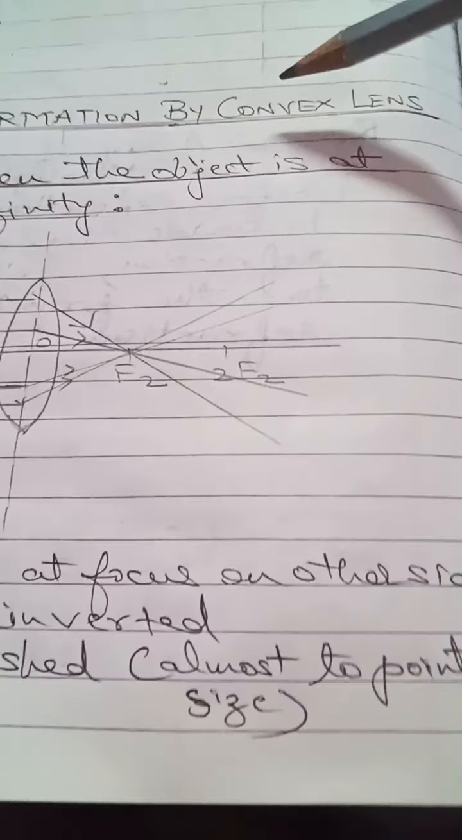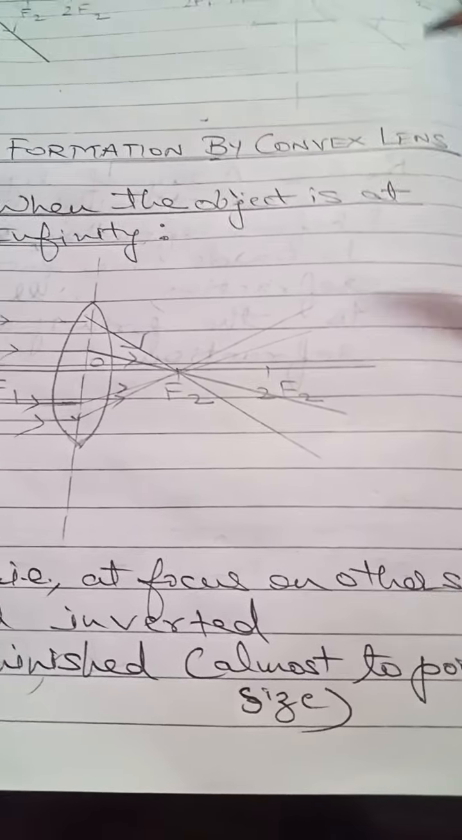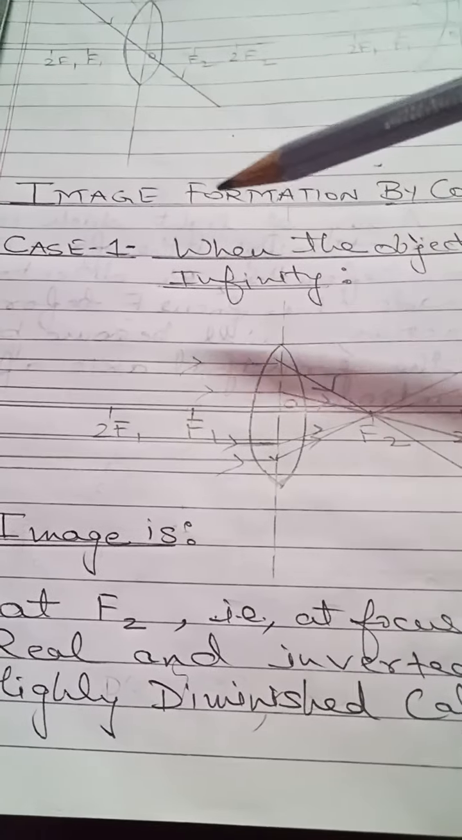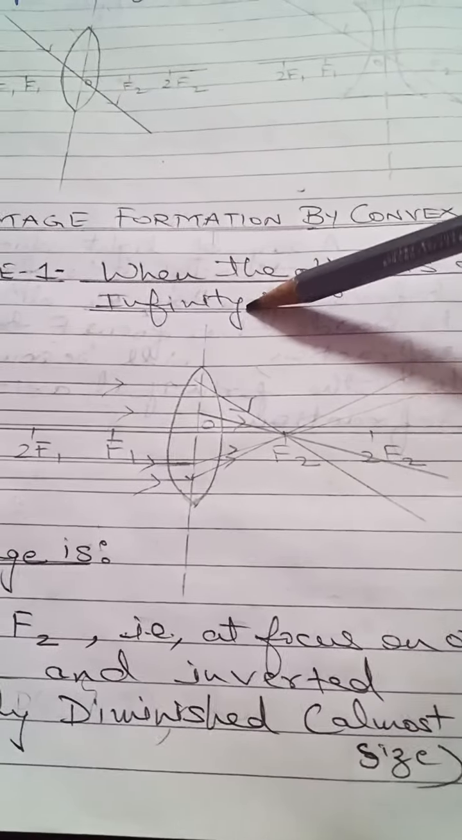Now students, just like concave mirror, a convex lens has also got 6 cases of image formation. So we are going to discuss all these cases one by one. So case number 1, when the object is at infinity. That means the object is at infinite distance.